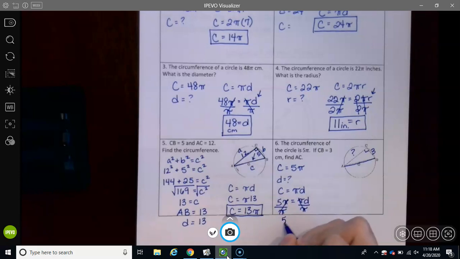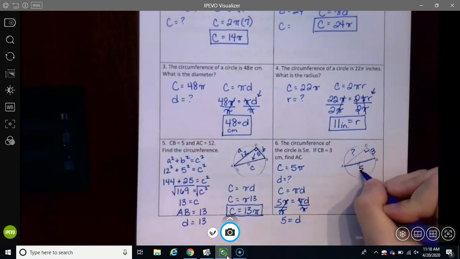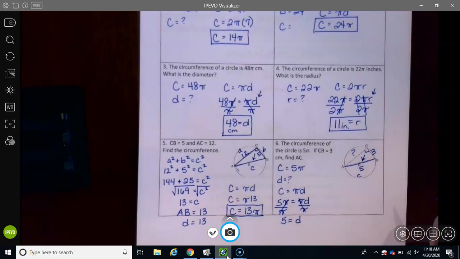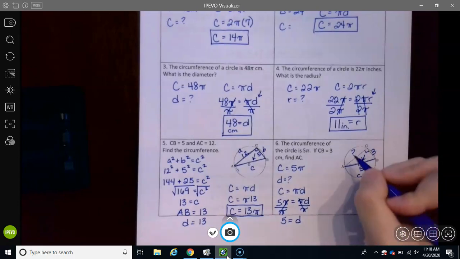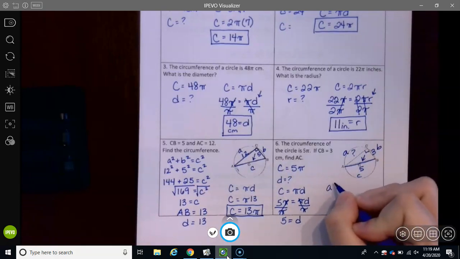Pi's cancel out, and we're left with the diameter is 5. So in this case, the diameter is that side AB, so it is 5. That is also the C side of that right triangle. So if I label the other sides A and B, it doesn't matter which one's which for the A and the B, then I can use Pythagorean theorem to find that missing side.